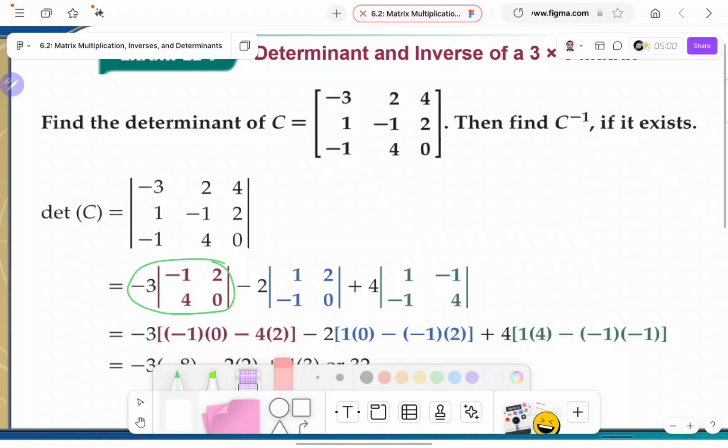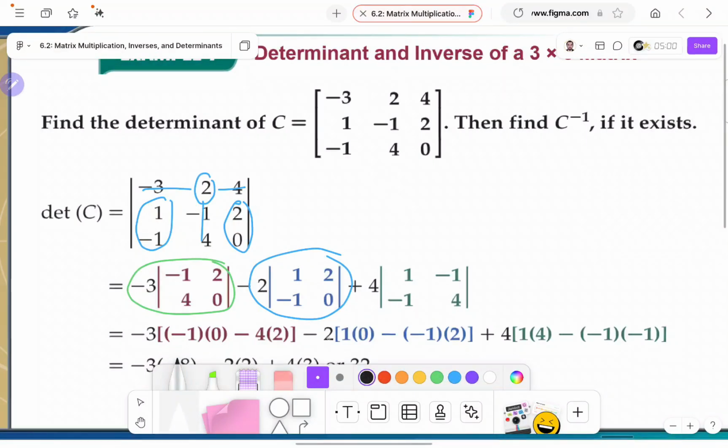Then the second step is to take 2, let's change the color, sorry. We cancel everything on the right and the left and in the same column, so this one here and this one here are my new matrix. Then the last one, let's use the red one below: we take 4, we remove everything here, and this one is my new matrix.